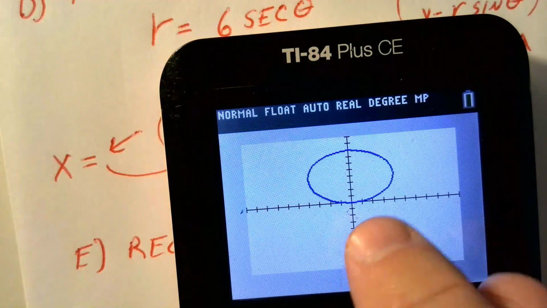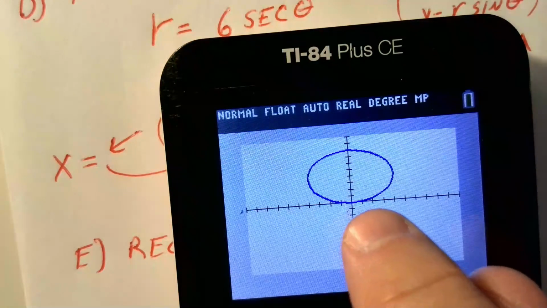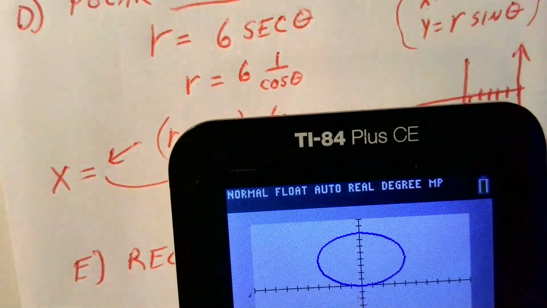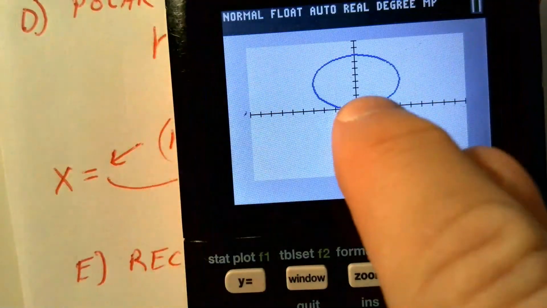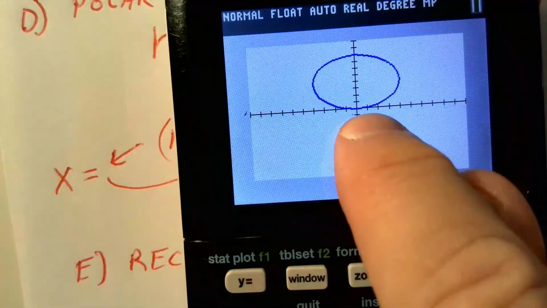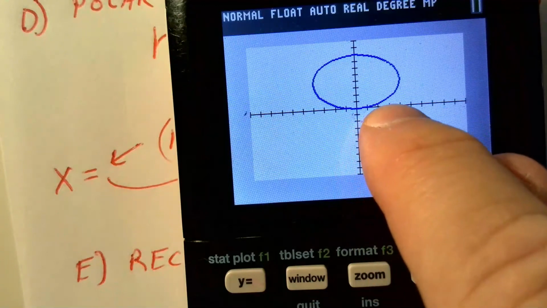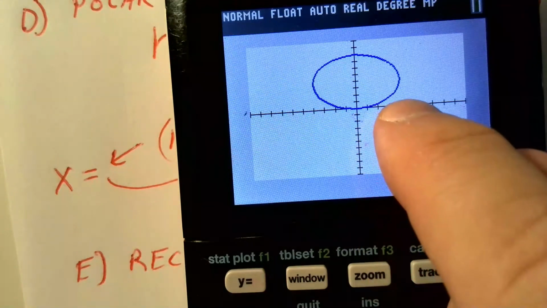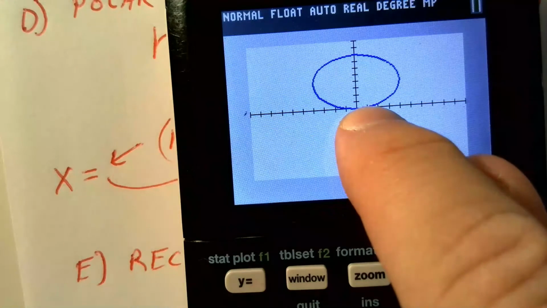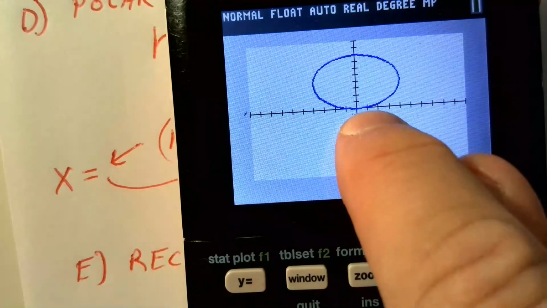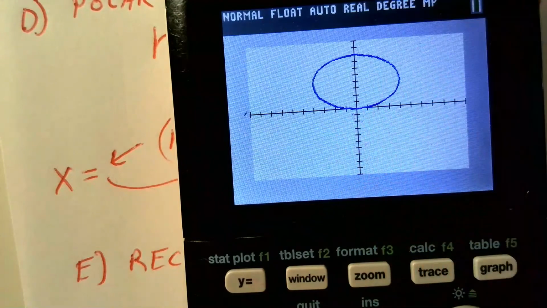Yes, because what it's going to do is go out a distance of, what did I put again, 8 sine theta. It's going to go out a distance as it wraps around, 8 times whatever the sine of theta is. And this sine starts off at 0. Sine of 0 is 0, so 8 times 0 is 0. It's going to go there. And as it gets bigger and bigger, it's going to go further.